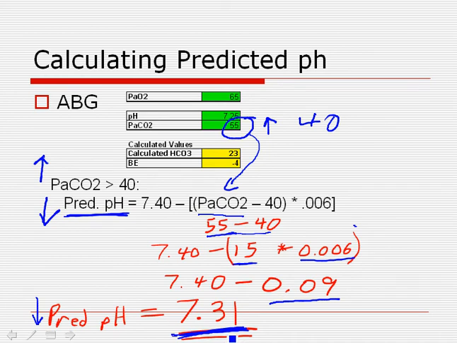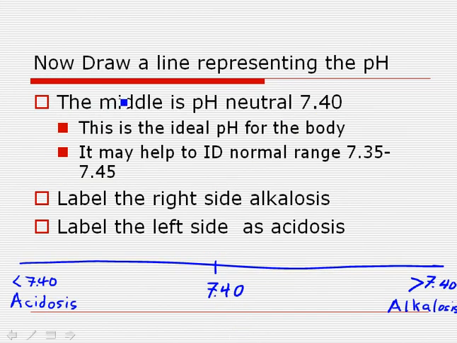This is important, and we're going to use this. All right, so how do we use vector analysis? Well, the first thing we've got to do is just draw a line, a representative line, and that's what I've shown here. We're going from our acidosis to alkalosis, and in the middle we've got 7.40.